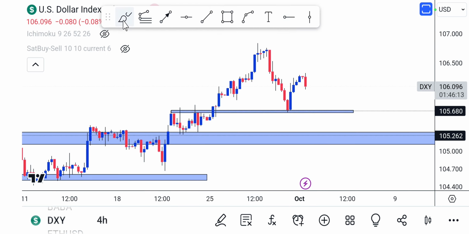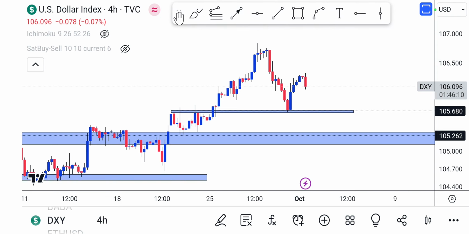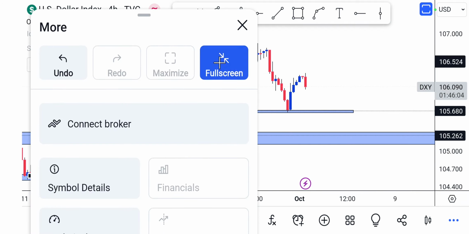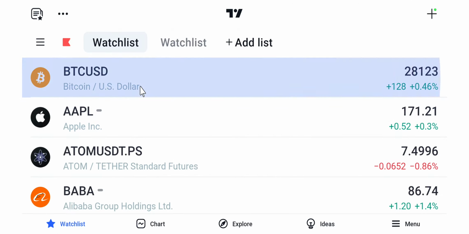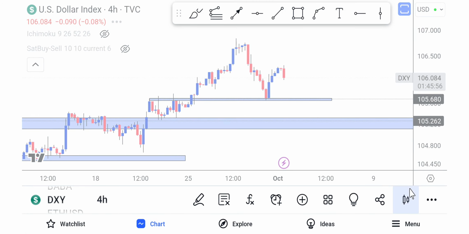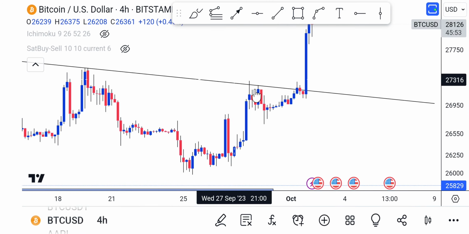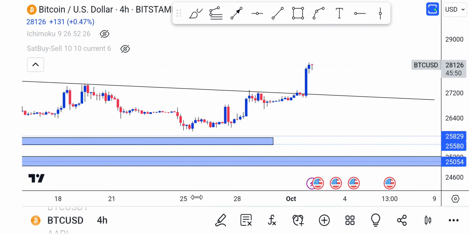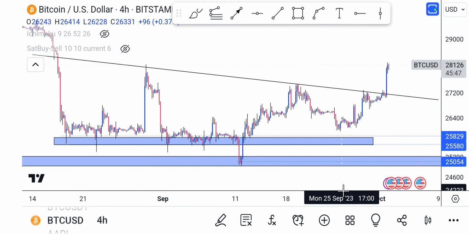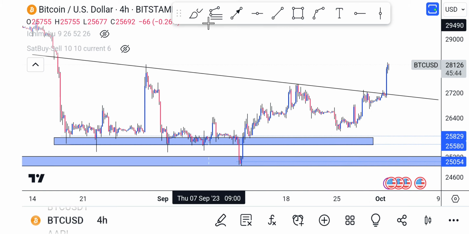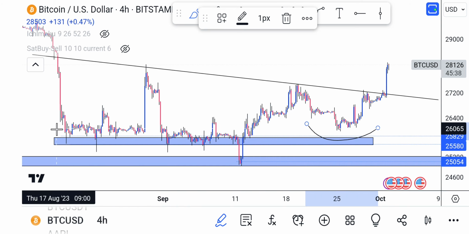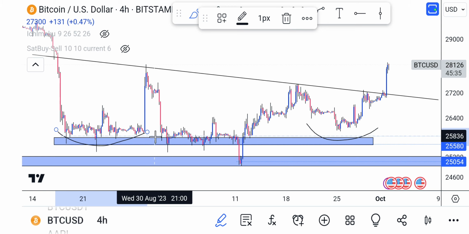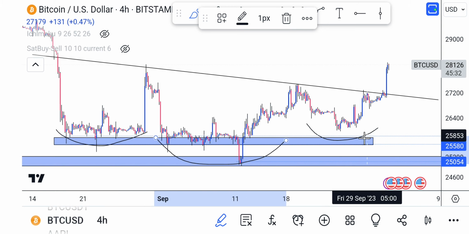Okay, let's move to the next one, BTC, and let's see what is actually happening in the crypto world. I'm going to my watch list, and if you have been following my analysis on my Signal channel, you notice yesterday I dropped an inverted head and shoulder here: the left shoulder, the head, and this is the right shoulder.